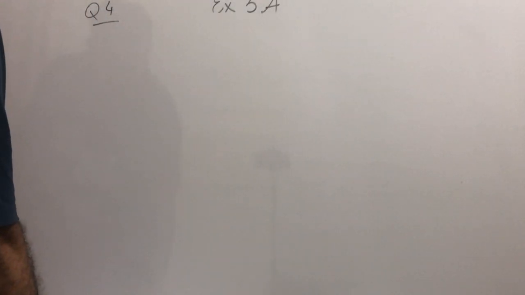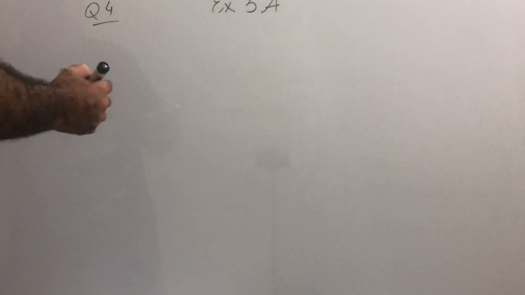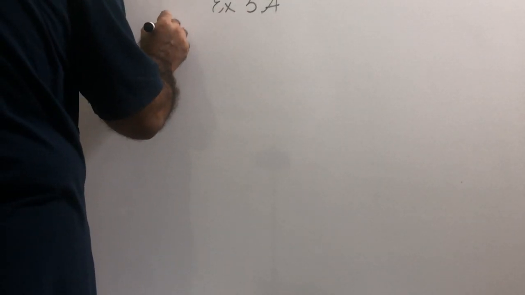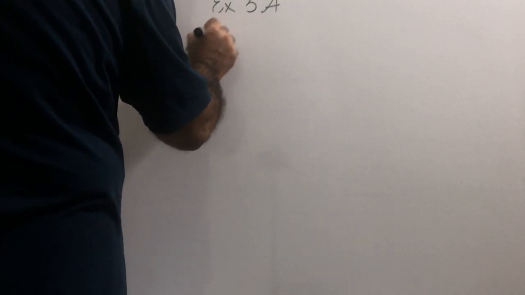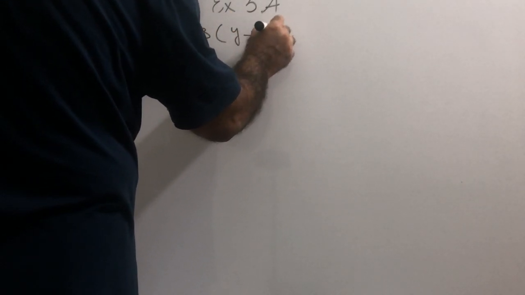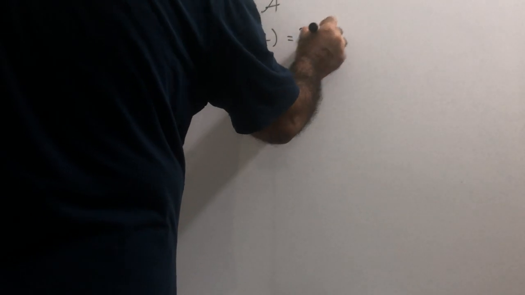Then we'll be doing part number I. Part I says 3 into y plus 2 is equal to 2 into y plus 4.